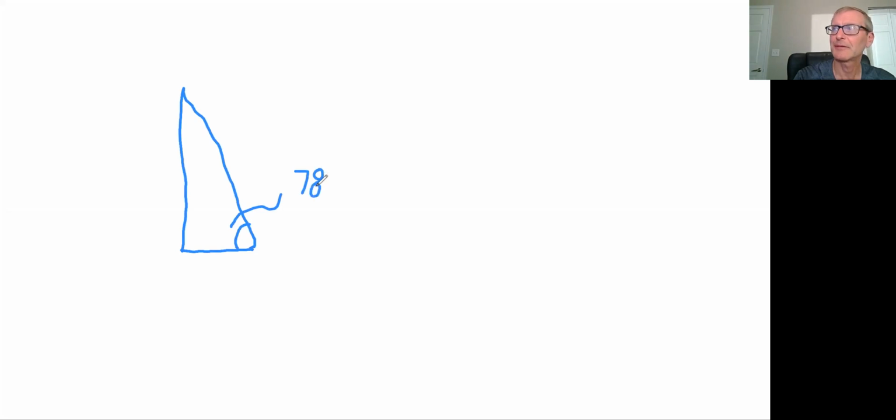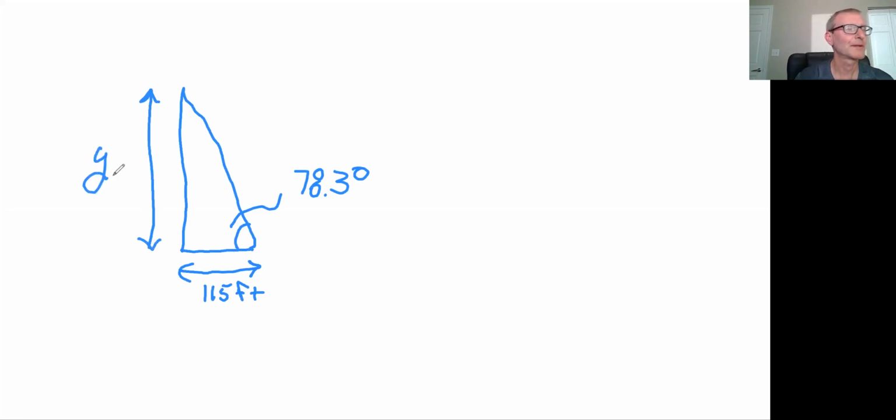So what I like to do when I do these problems is generate a sketch of it, and it's nice here because the book had a nice sketch. So you're standing right here, and this angle here is 78.3 degrees. And this distance here is 115 feet. The height of the Washington Monument is what we're trying to calculate. I'm just going to use y for that calculation.